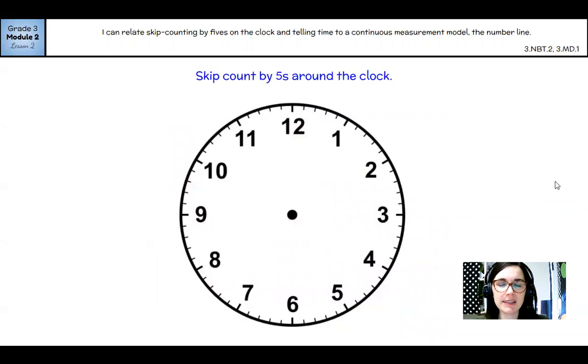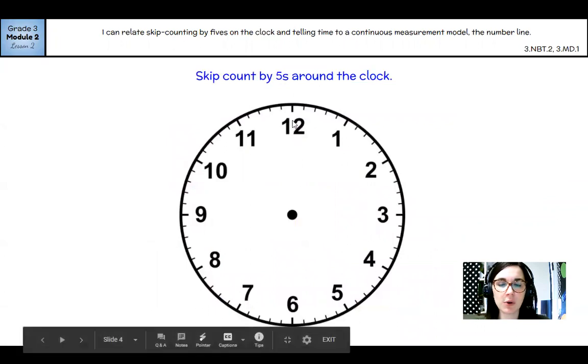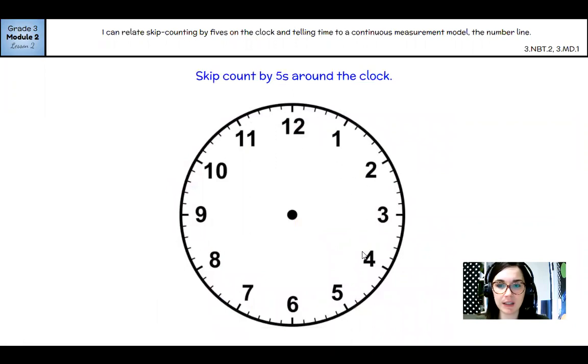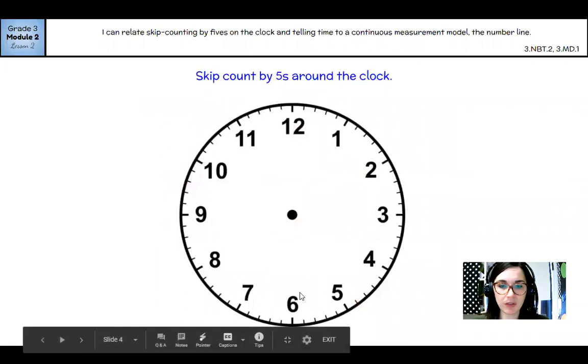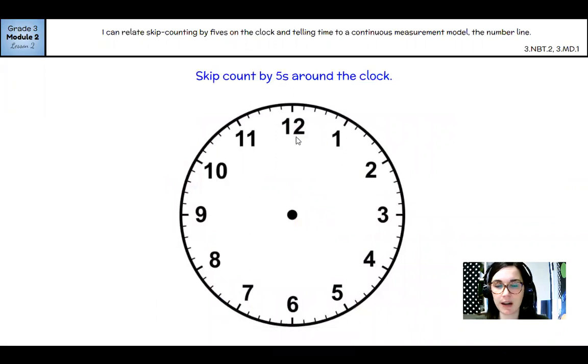All right, let's skip count by fives around the clock. O'clock, 5, 10, 15, 20, 25, 30, 35, 40, 45, 50, 55, 60 minutes equals 1 hour.